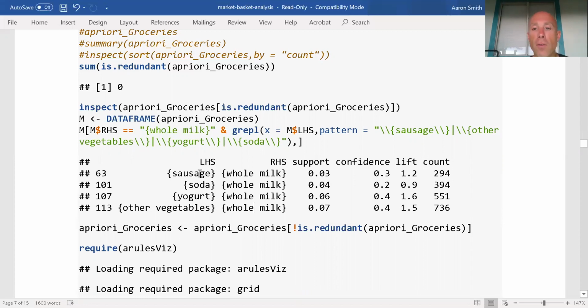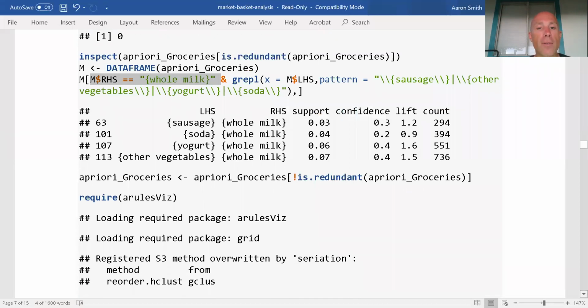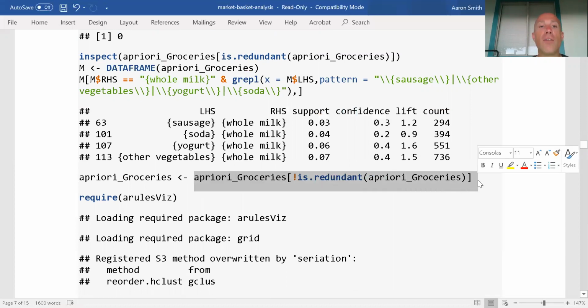And then this is in 1.2. Might want to go with it depending on our resources. Sausage leads to whole milk. And remember, when I pulled this up, I said I only wanted to look at rules with the right-hand side being whole milk. Now, when I take a look at, sorry, I got ahead of myself. This part of the code says to get rid of redundant rules.